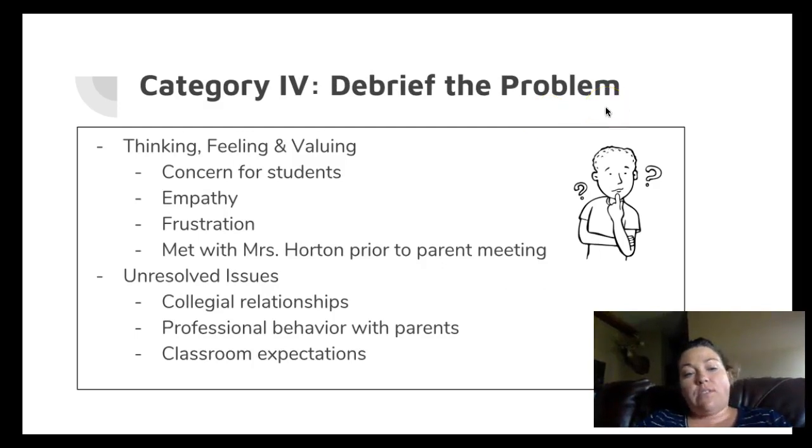So to talk about what I was thinking, feeling, and valuing as I was reading through the case study and doing some reflecting, I really had a concern for the students. Are students getting the best and most effective teacher that they can at the time? I really felt empathetic for Mrs. Horton. I think we can all relate to things happening in our personal lives or at home that do somewhat infiltrate our attitudes and our demeanor for a day or a week, or infiltrate into our classrooms. And so I really was feeling some empathy for her.